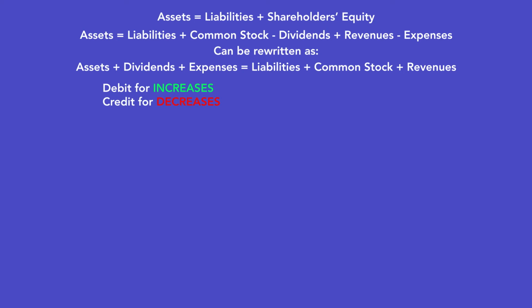The right side of the equation is composed of liabilities, common stock, and revenues. These accounts will normally have a credit balance. Therefore, these accounts will increase when credited and decrease when debited. This information is important to remember when dealing with debits and credits. Whatever way you want to memorize this is up to you.